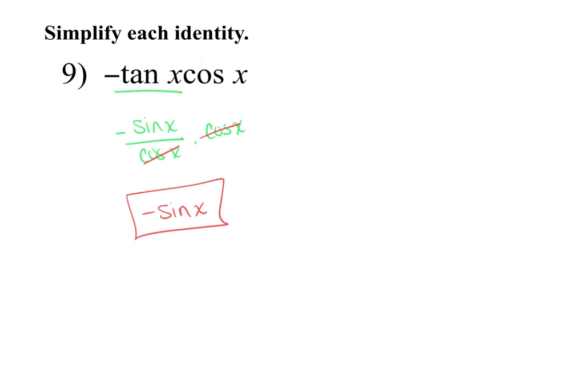If you were to end up with something that has a fraction, obviously you want to get rid of the fraction using some of your reciprocal identities. But once you've gotten it down to a simple trig function, then you are finished with these.